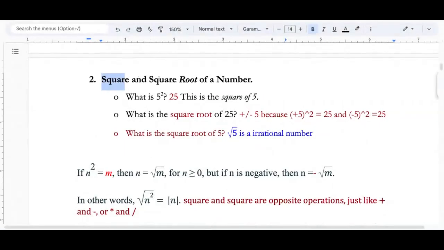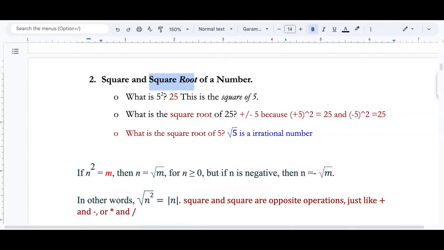Okay, square and square root are totally different. They are opposite operations, like plus and minus, like multiplication and division. So square undoes square root, and square root undoes square. Opposite operations, all right? So what is 5 squared? Well, that's 25, right? It's called the square of 5.